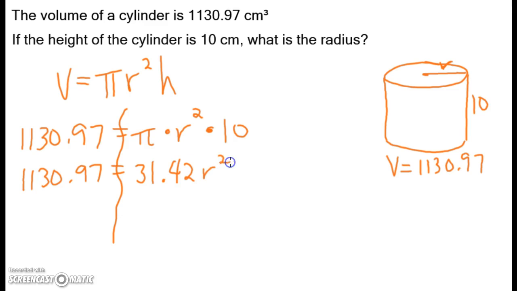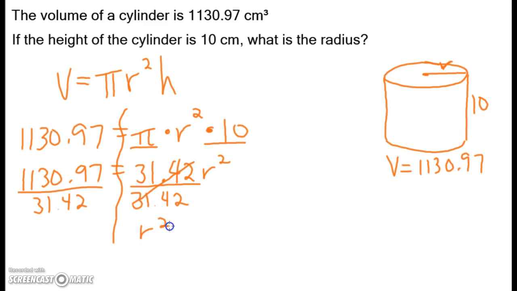times my radius squared. All I did was multiply these two numbers together. All right, so I have 31.42 times my radius squared. Well, I want this radius squared by itself. So let me divide by 31.42 to get that r squared by itself. All right, so whenever I do that, this goes away. I get r squared over here all by itself. And on this side, I just type this into my calculator. 1130.97 divided by 31.42.